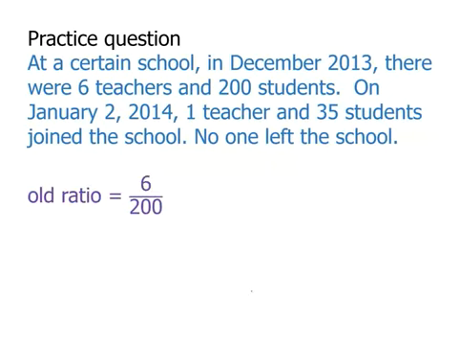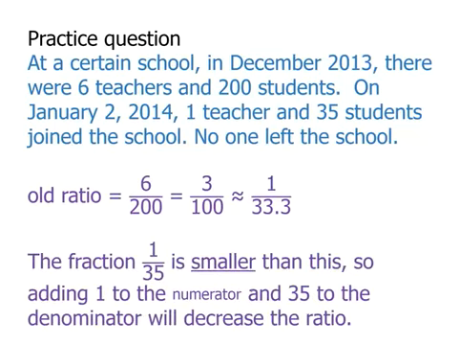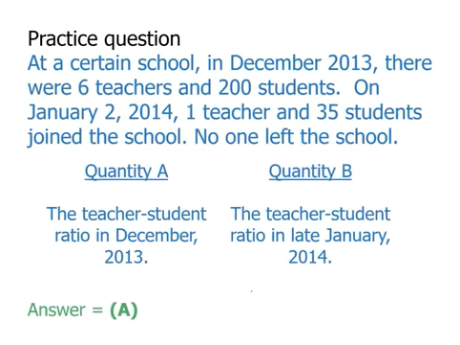The old ratio, the original ratio, is 6 teachers to 200 students, or in other words, 3 to 100, and I'm going to reduce that to approximately 1 over 33.3. And then we're adding 1 to the numerator and 35 to the denominator, which is going to move everything closer to 1/35. Well, 1/35 is smaller than 1 over 33.3. Bigger denominator, smaller fraction. So adding 1 to the numerator and 35 to the denominator will decrease the ratio. And so it means that the old ratio is bigger than the new ratio, and the answer is A.